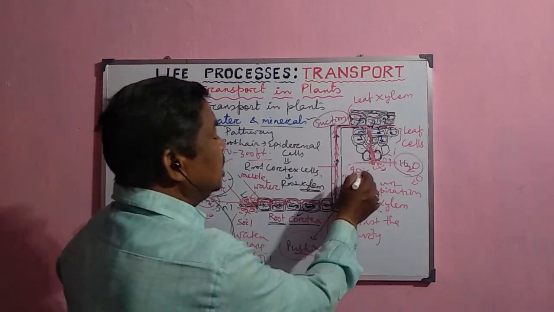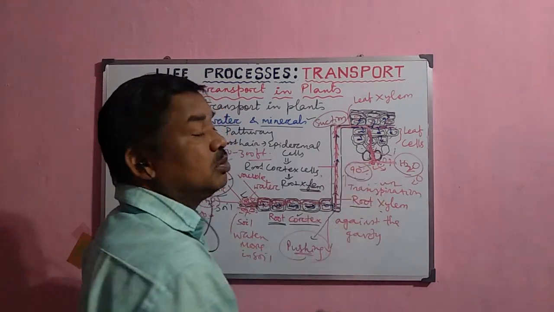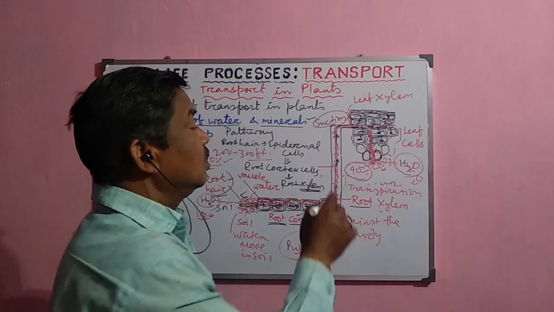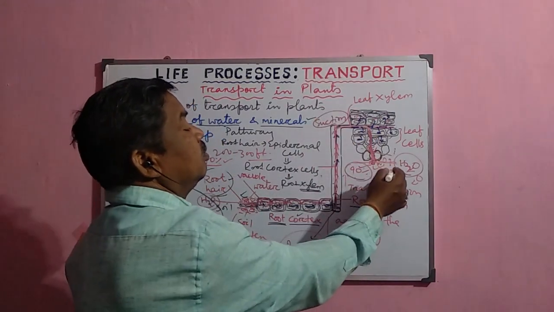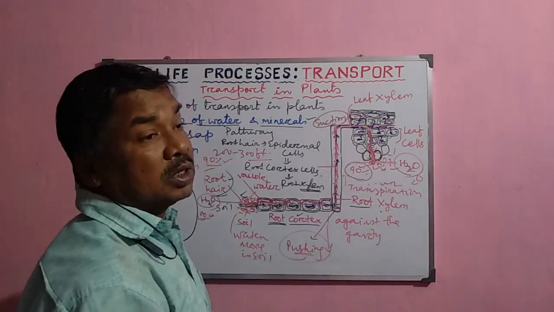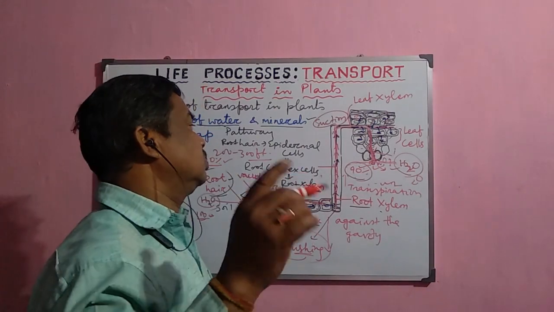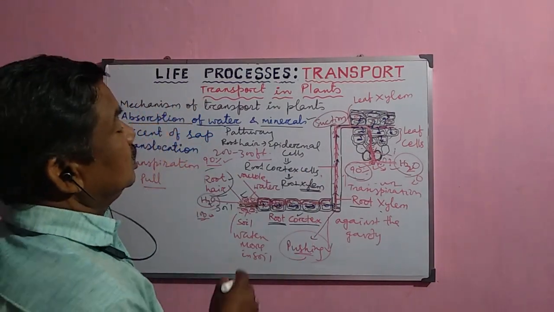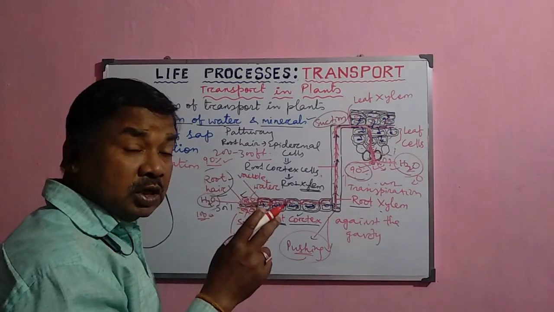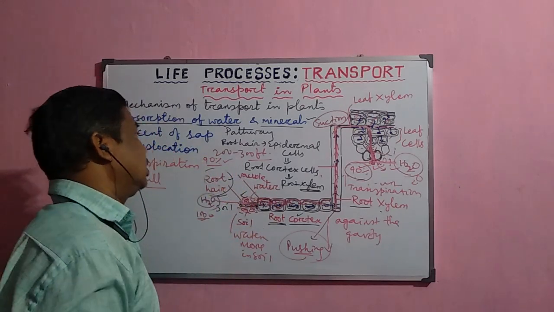But 90% of the water which is absorbed by the plant is lost to the environment in the form of water vapor. So that is why it is an evil, because a lot of water is lost by this process. But it is going on, it is a natural process, it is going on in each and every plant.